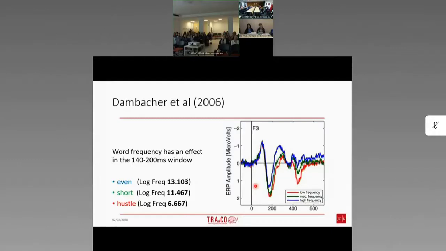And this is a study where they showed participants complete sentences and looked at the effect of frequency and predictability. So word frequency is calculated on the basis of huge corpora. So you look at how often this word occurs, and a word like "even" is relatively frequent, "short" has a medium frequency, and "hustle" is relatively rare. And again, after about 140 to 200 milliseconds, this frequency had an effect. So frequency, what is that? You have a huge corpus in your mind, and within about 150 milliseconds, you have a sense of how often this word appears in your mental lexicon, which is a lot.